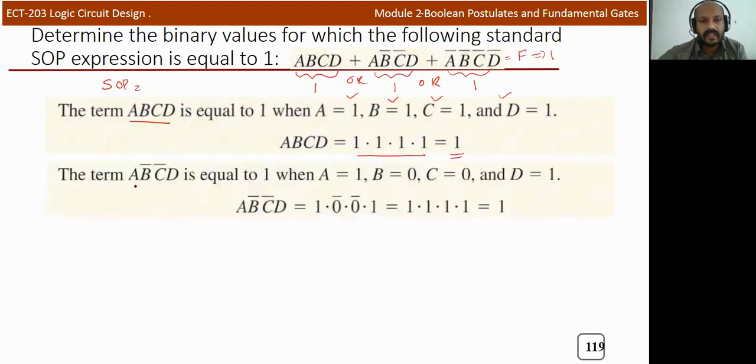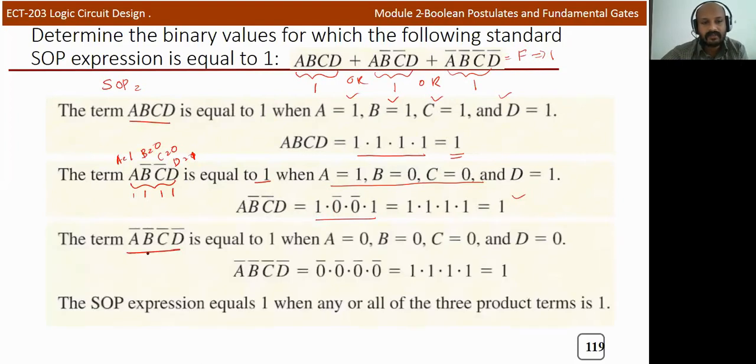Similarly, we can consider the second term A, B bar, C bar, D equal to 1. In order to get A, B bar, C bar, D equal to 1, we know that A is equal to 1 and B bar is equal to 1. So in order to get B bar equal to 1, B should be equal to 0. When B is equal to 0, B bar is equal to 1. In order to get C bar equal to 1, C is equal to 0. Then C bar is equal to 1. In order to get D equal to 1, D should be equal to 1. So that should be the values of A, B, C, D. And if you perform the AND operation, 0 bar, 0 bar, you will get 1, 1, and finally the expression will be 1.